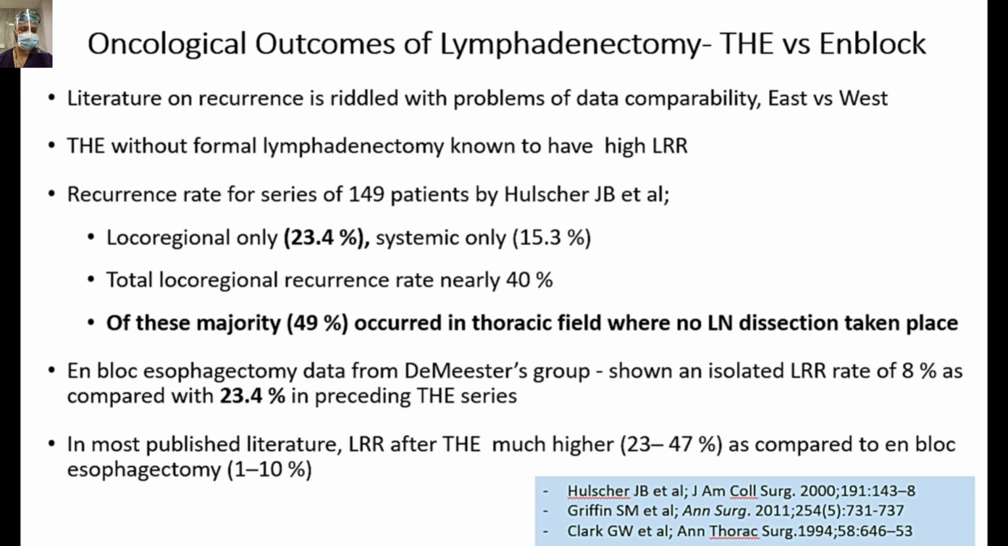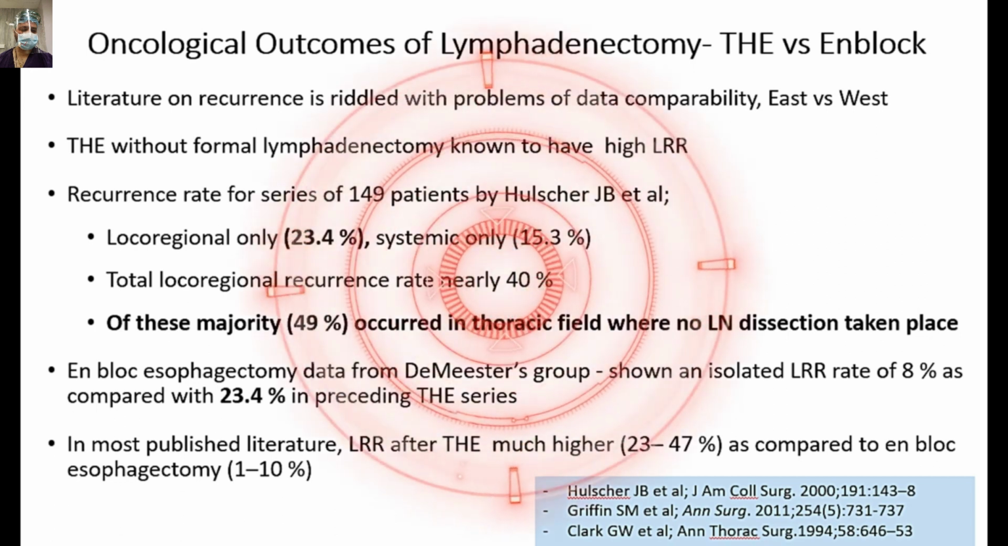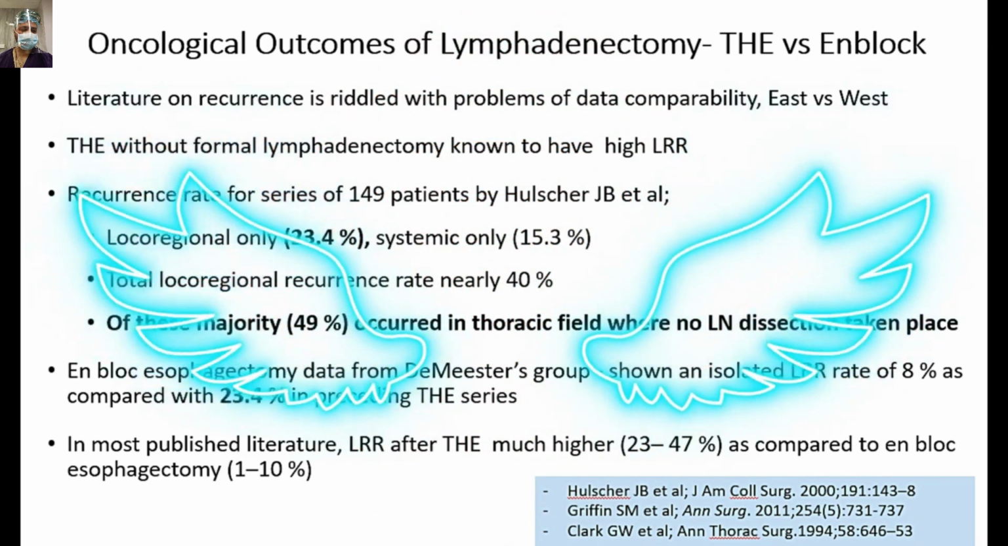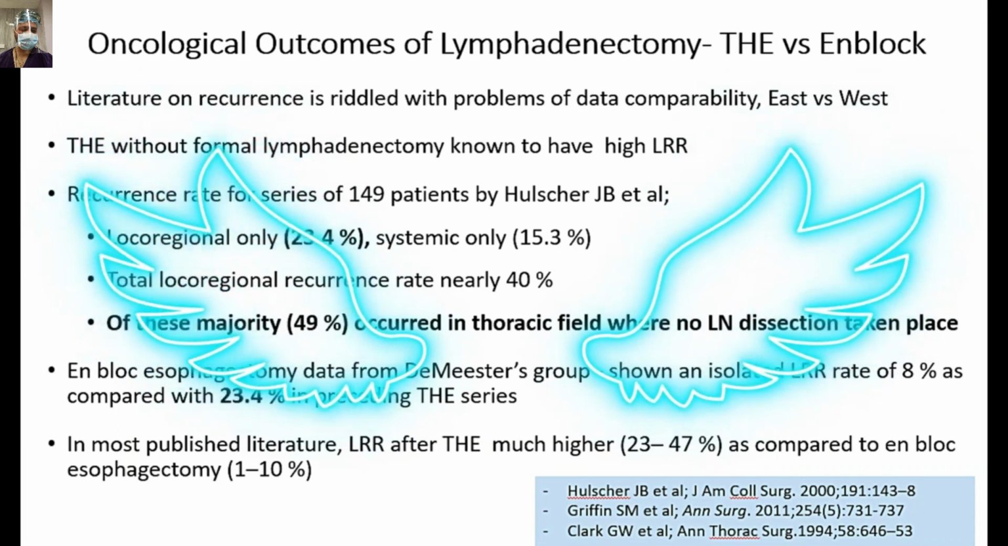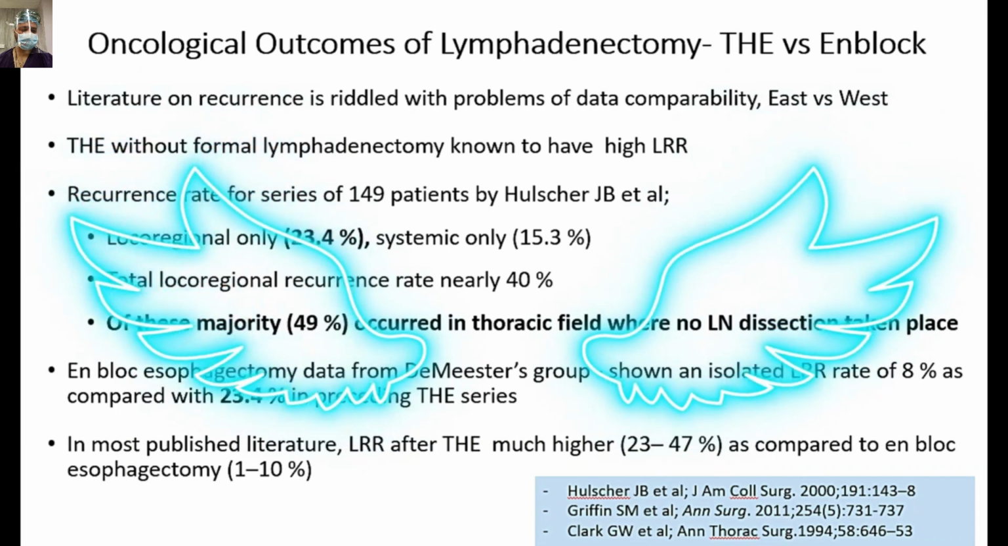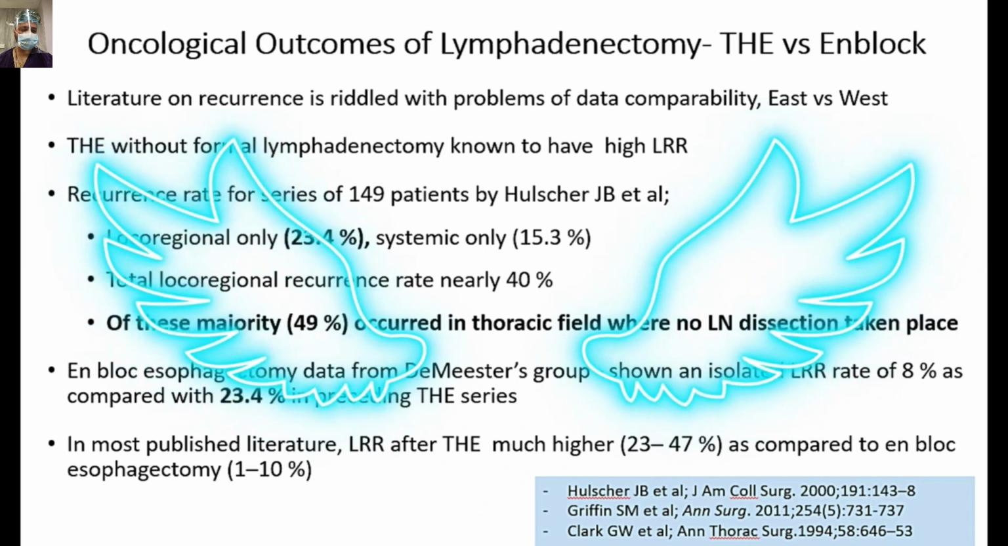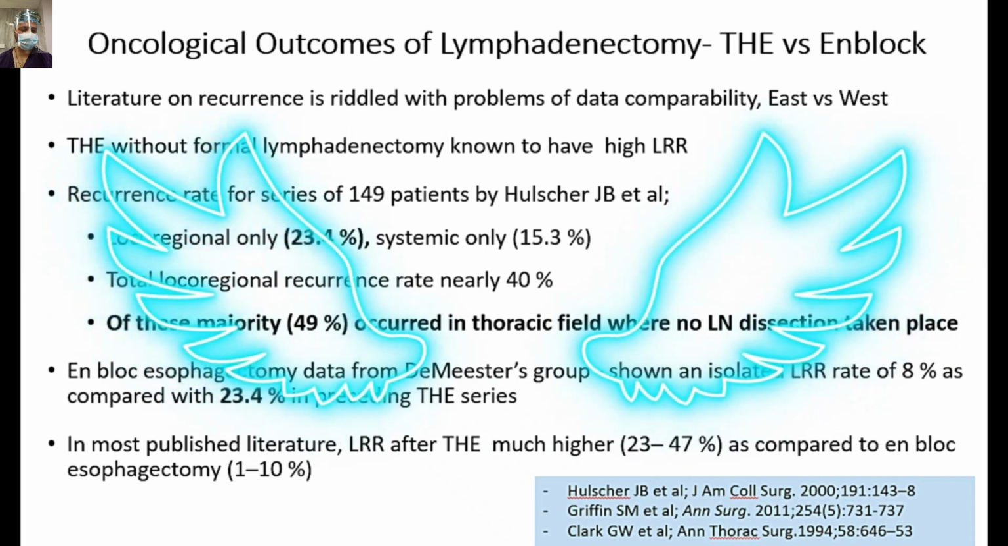In most published literature, locoregional recurrence after transhiatal esophagectomy is much higher, that is 23 to 40%, as compared to en-bloc esophagectomy, that is 1 to 2%. So we now have good literature evidence, including randomized controlled trials from reputed institutes, which has shown the benefit of extended lymphadenectomy in case of carcinoma esophagus.